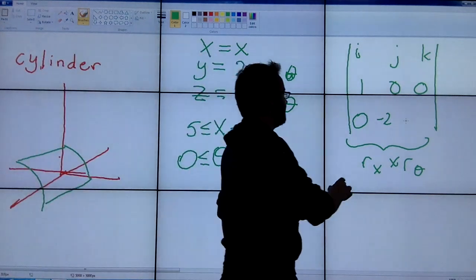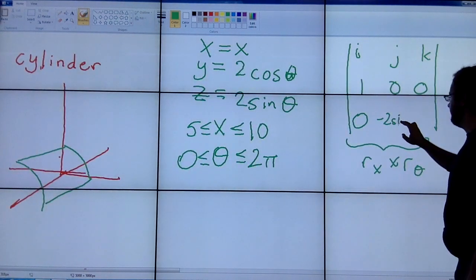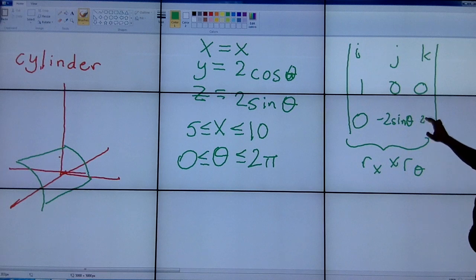Negative 2 sine theta. And then we have 2 cosine theta. All right, let's do that. Does it matter what order you do it in? Nope. If you switch 2 rows in a determinant, you negate the value of the determinant. But what are we doing in the end anyway? Yeah, the magnitude, right? We're taking its magnitude, so it doesn't matter.